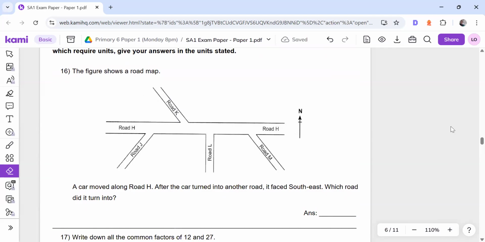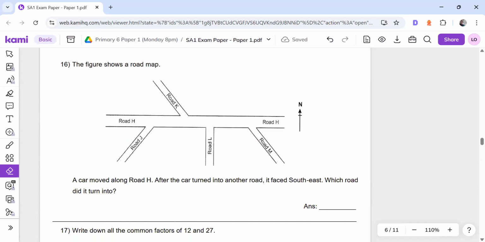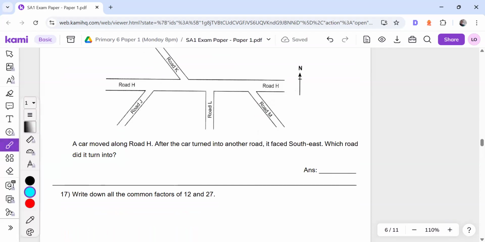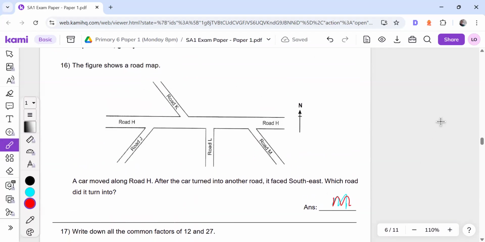Okay, let's go to question 16. The answer is road M. And this is a PSLE question, 1 mark only. How do you get road M? The figure shows a road map and look out for this compass. Today I told Aubrey and Ruel that the north may not always point to the top. It may point differently, depending.